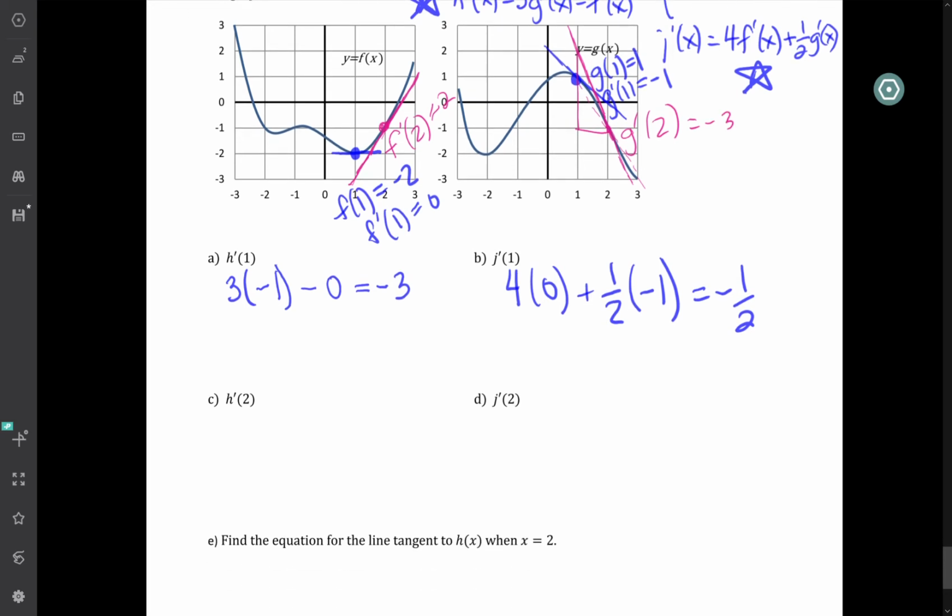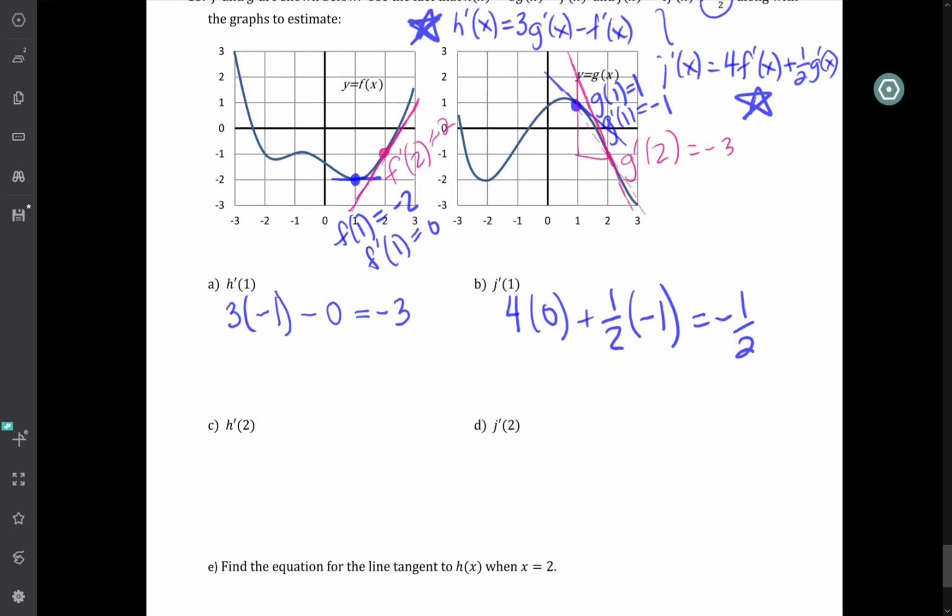Okay, so down here, again, we go back to using those same formulas. H prime of 2 is 3 times g prime, which I said is -3, and then it's minus f prime, which I just said is 2. Okay, so I get -9 minus 2, -11. And then j prime of 2 is going to be 4 times f prime of 2, which was 2, plus 1/2 g prime of 2, which is -3. So we're getting 8 minus 1.5, so 6.5, 13 halves, I think.